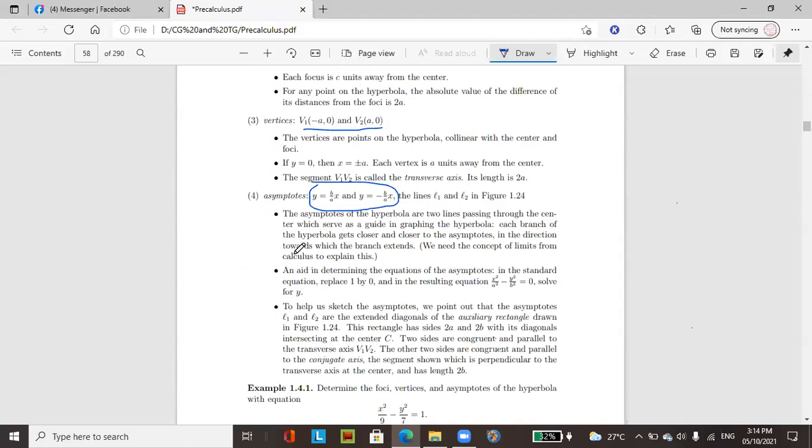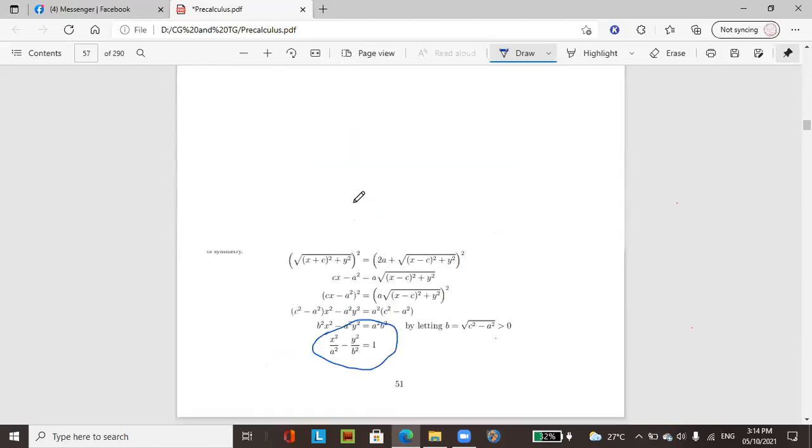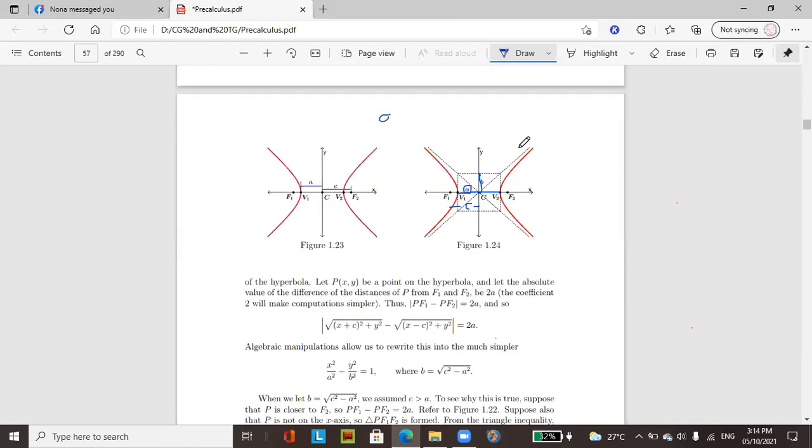So y is equal to b over a x and y is equal to negative b over a x. So the lines L sub 1 and L sub 2 in figure 1.24. Look at this. So these are the lines. This line is the positive one, and this line is the negative one. Negative ang slope. So again, if the line has a positive slope, it is increasing. But if the line has a negative slope, it is decreasing.